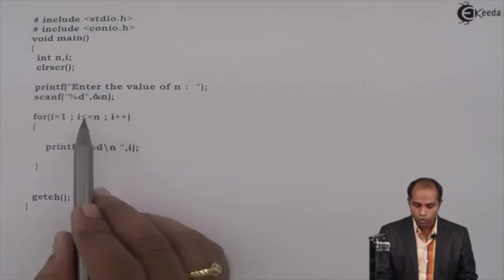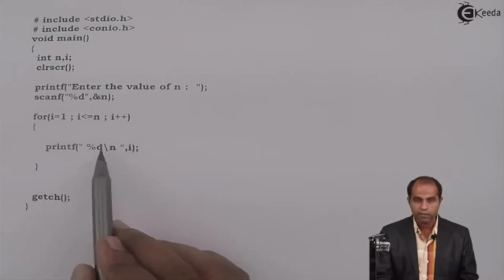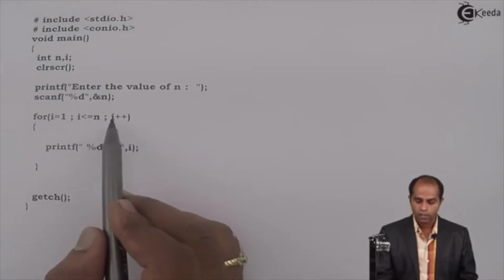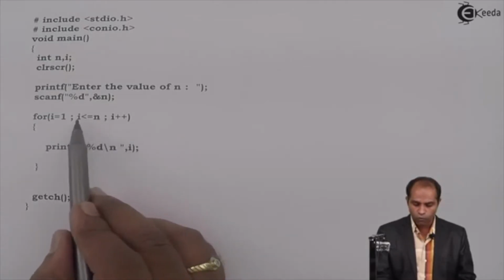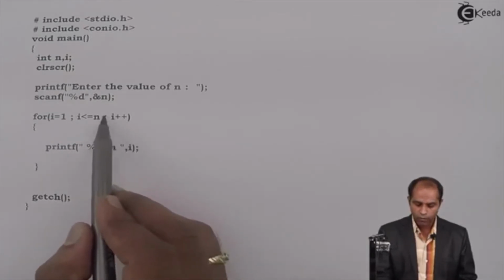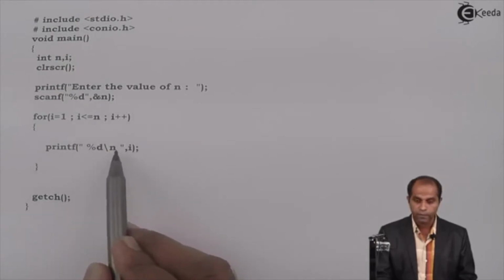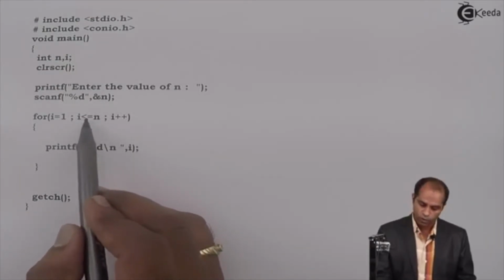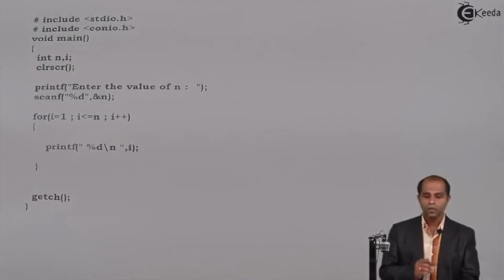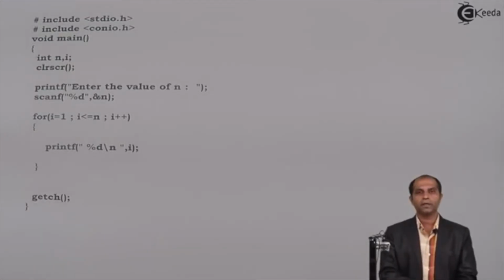So i is now 2, 2 less than or equal to 5, true. Again print the value of i. Go back, i plus plus, i will become 3. 3 less than or equal to 5, true. Print 4. 4 less than or equal to 5, print 5. 5 less than or equal to 5, true. Print. Now when you go back, i becomes 6. 6 less than or equal to 5, false. Quit. You will execute the remaining code of this particular part.